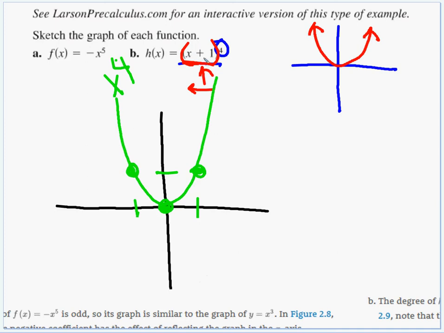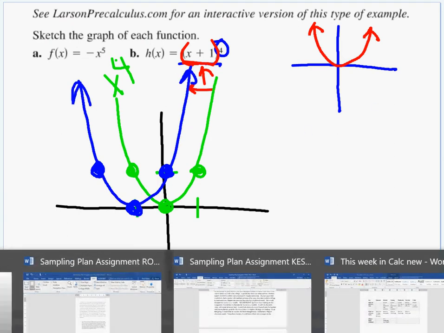And we're going to move everything to the left 1 unit. So that origin point comes over here. This point shifts over, now it's the y-intercept. And this point that was at negative 1, 1 is now at negative 2, 1. Everything got bumped to the left. And there's our sketch.